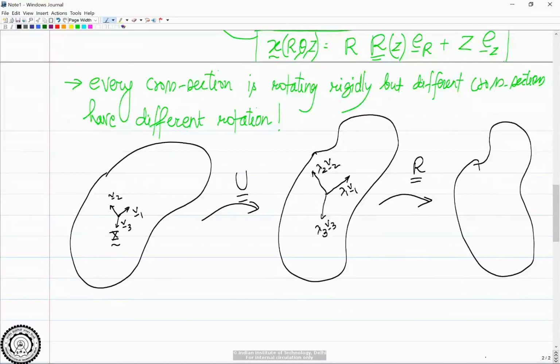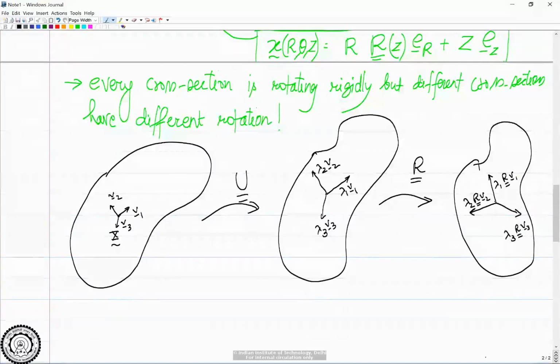And now because of R, these three lines will rotate, such that finally it becomes lambda 1 into big R V1, lambda 2 into big R V2, and lambda 3 into big R V3. So you can see that the three lines are undergoing rotation locally. It's an exact rotation, so the angle between them is conserved, 90 degrees still. That's the usefulness of this decomposition.